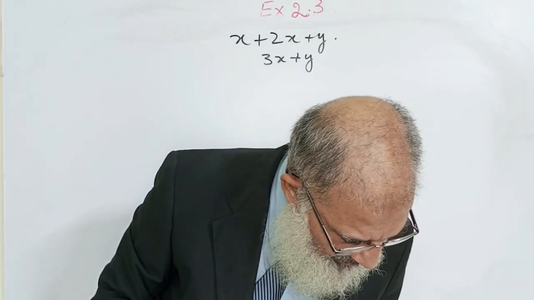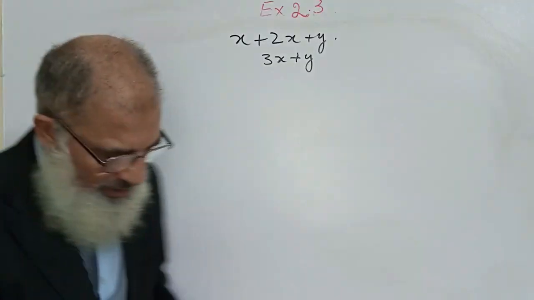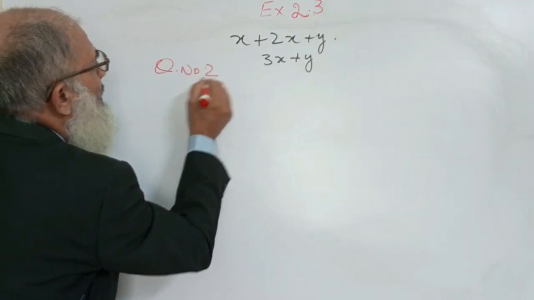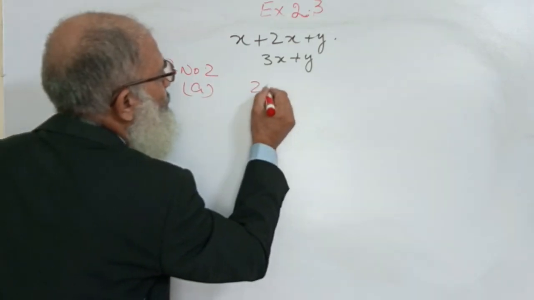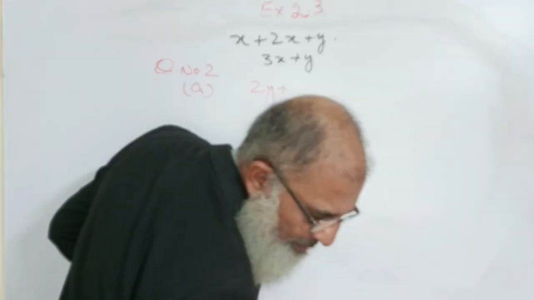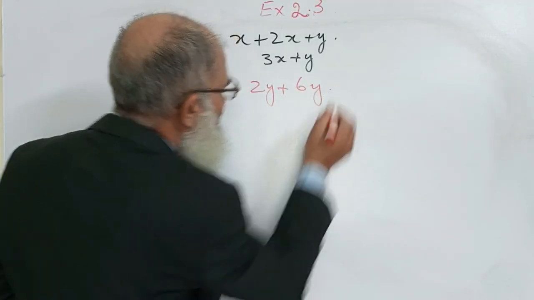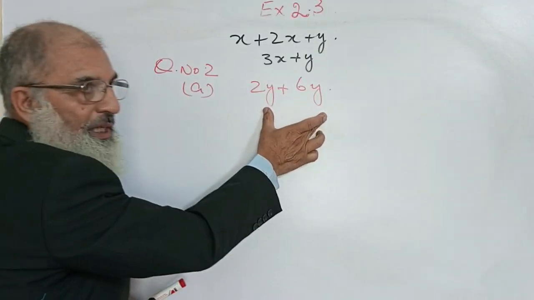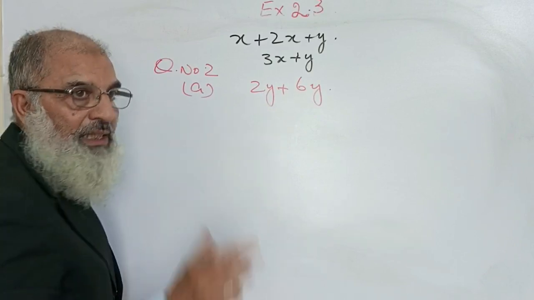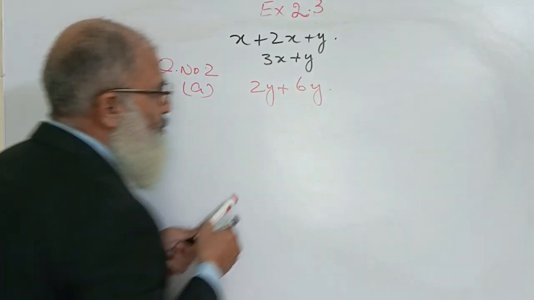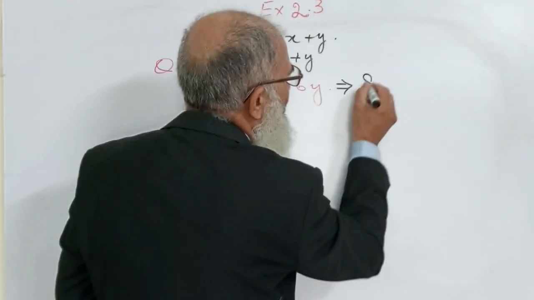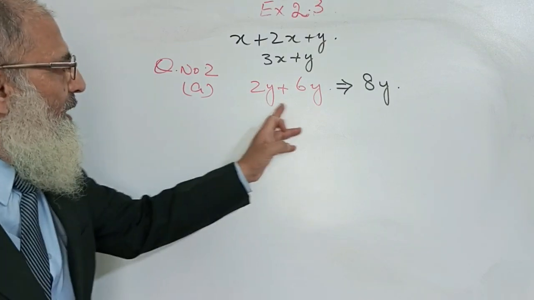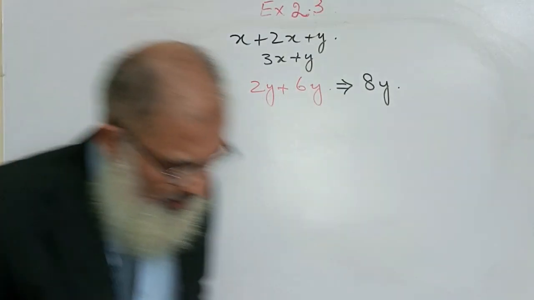So the first question is question number 2, part A, that is 2y plus 6y. Very easy. Just as I told you, these cannot be added, but what is added are the coefficients. So we have to add only the coefficients, and y will remain as it is. We have to write the coefficient only.